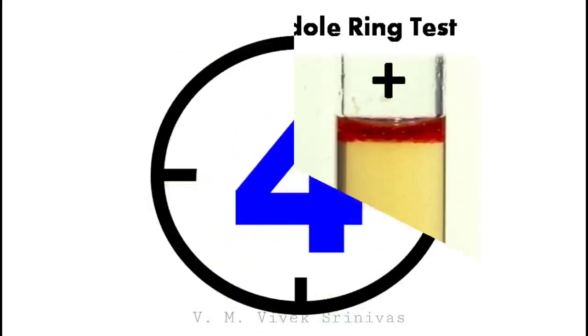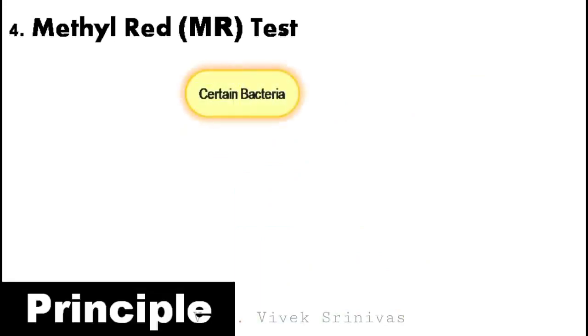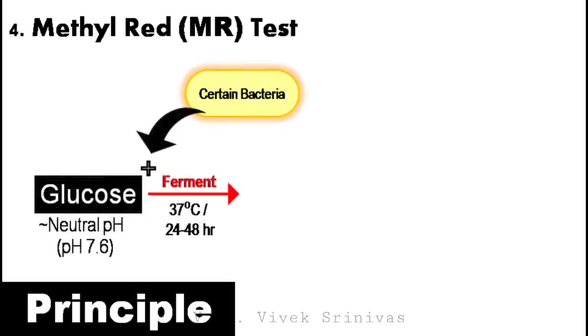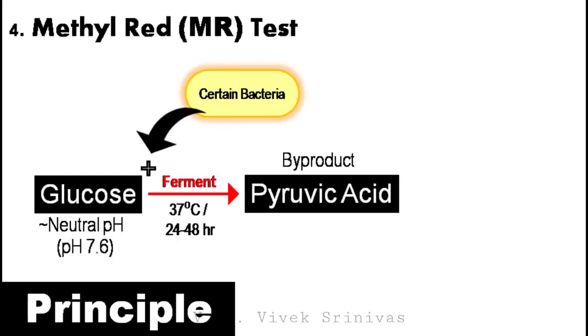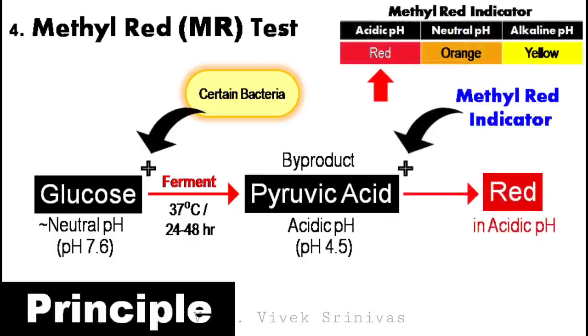Next, the methyl red test, also abbreviated as the MR test. The principle. Certain bacteria, in presence of glucose, ferment the glucose to yield pyruvic acid as the byproduct. This changes the pH to acidic from the initial neutral pH. Next, this acidic pH, along with the methyl red indicator, develops the red color. This is the principle behind the methyl red test.